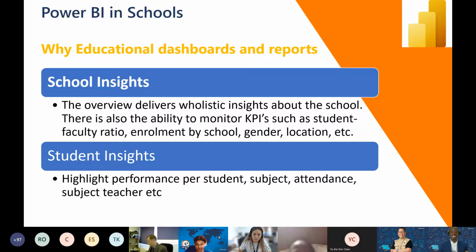I will just break it into four. So four basic areas in school now. Number 1, the school insights as a whole. You want to create insights for the school as a whole. Maybe you want to have a general overview of the school. You're talking about the key performance indicators of the school, such as the student to faculty ratio, the enrollment by school, by gender, by location.